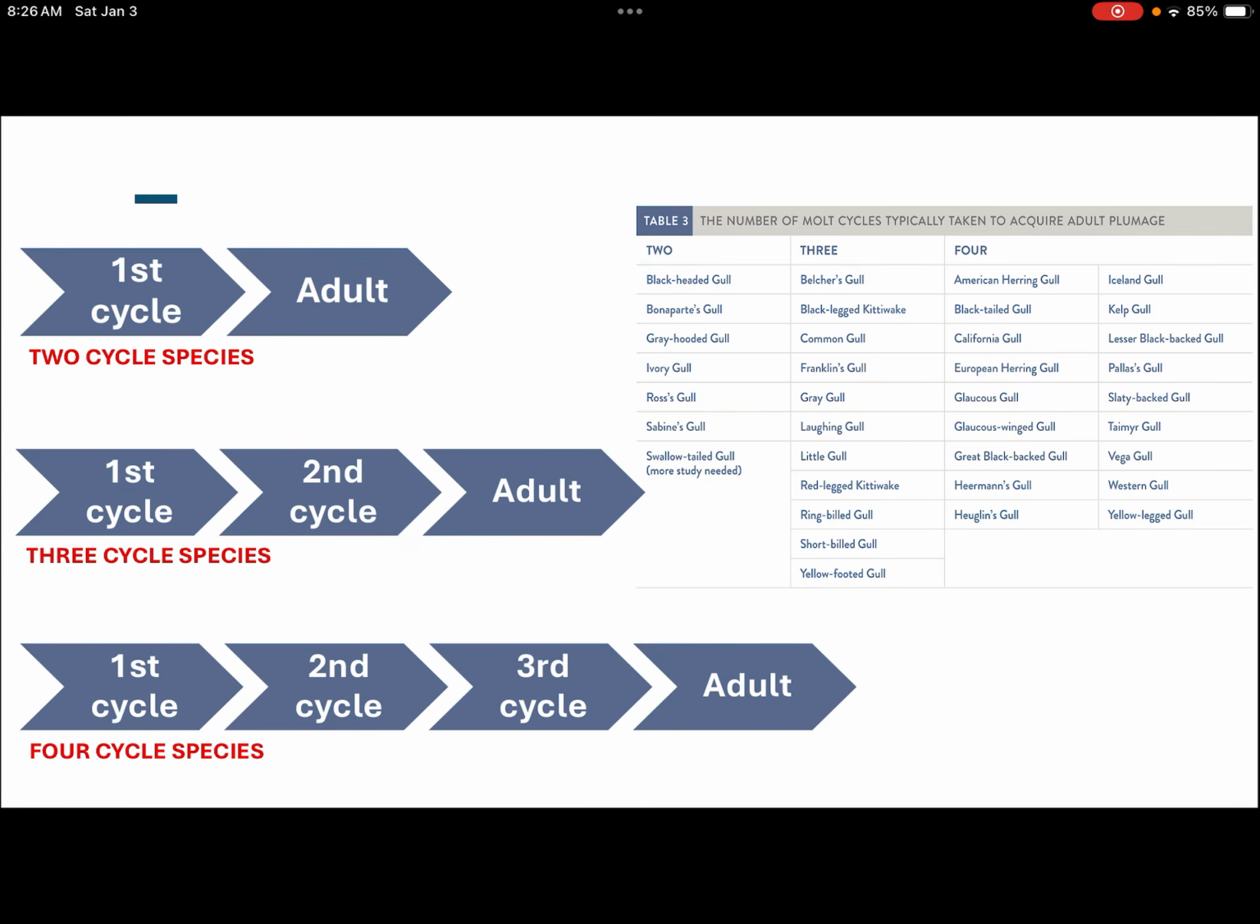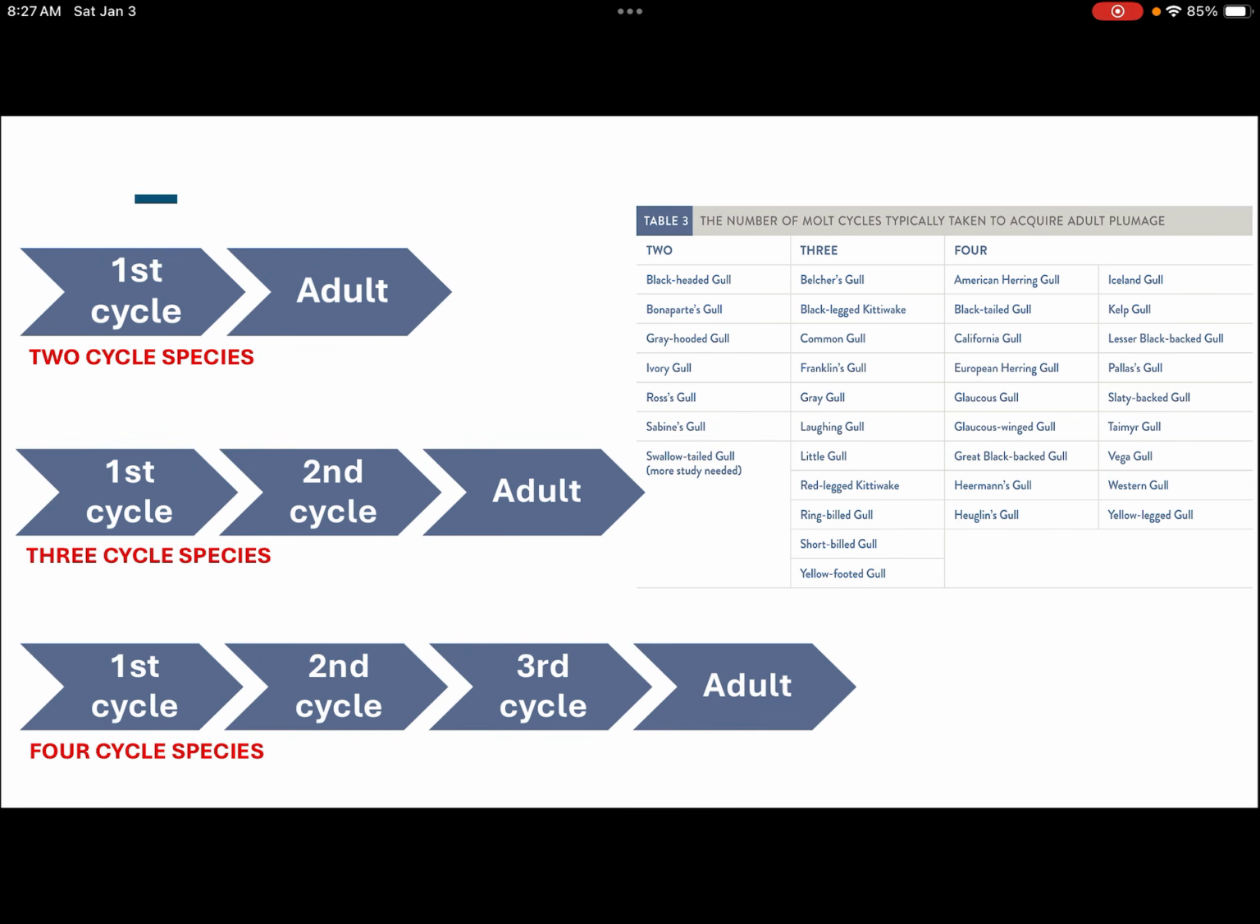To begin, it's important for the observer to be familiar with what broad cycle grouping a gull belongs to. That is, is the species in question a 2-cycle, 3-cycle, or 4-cycle gull? Without this frame of reference, we really are just shooting in the dark and not going to be able to make sense of a lot of what we're seeing in the field. You may want to refer to table 3 on page 17 if needed.